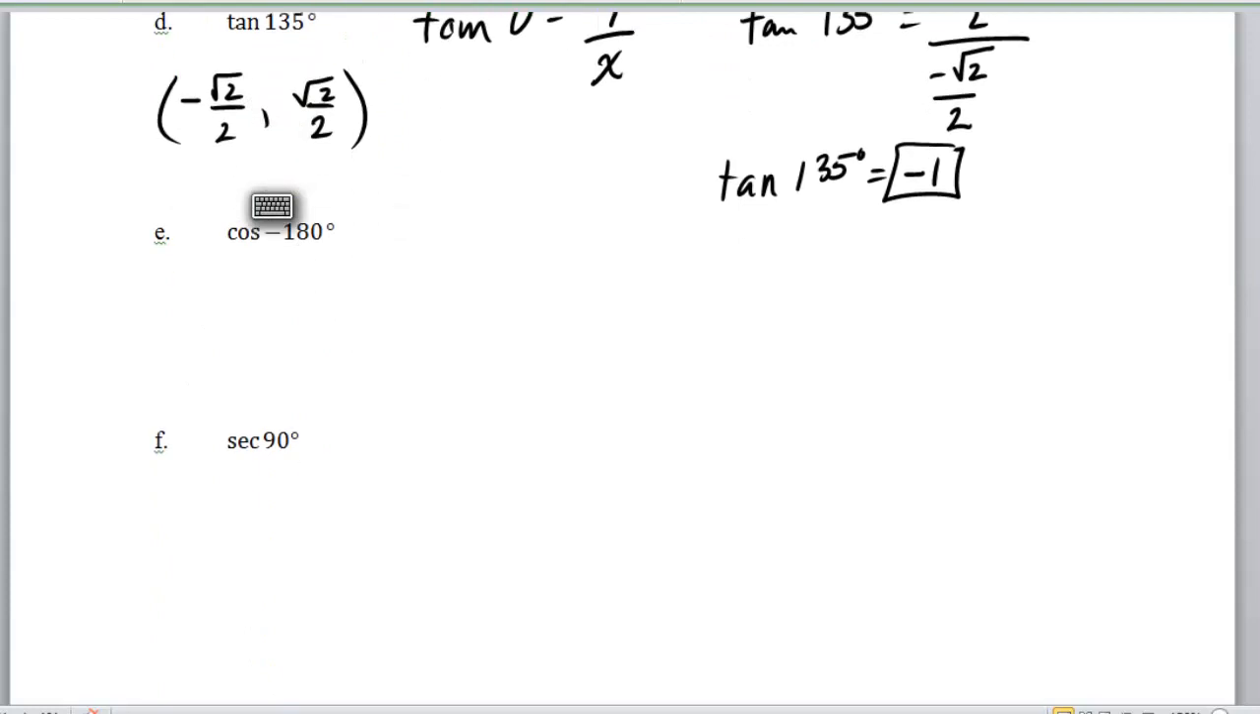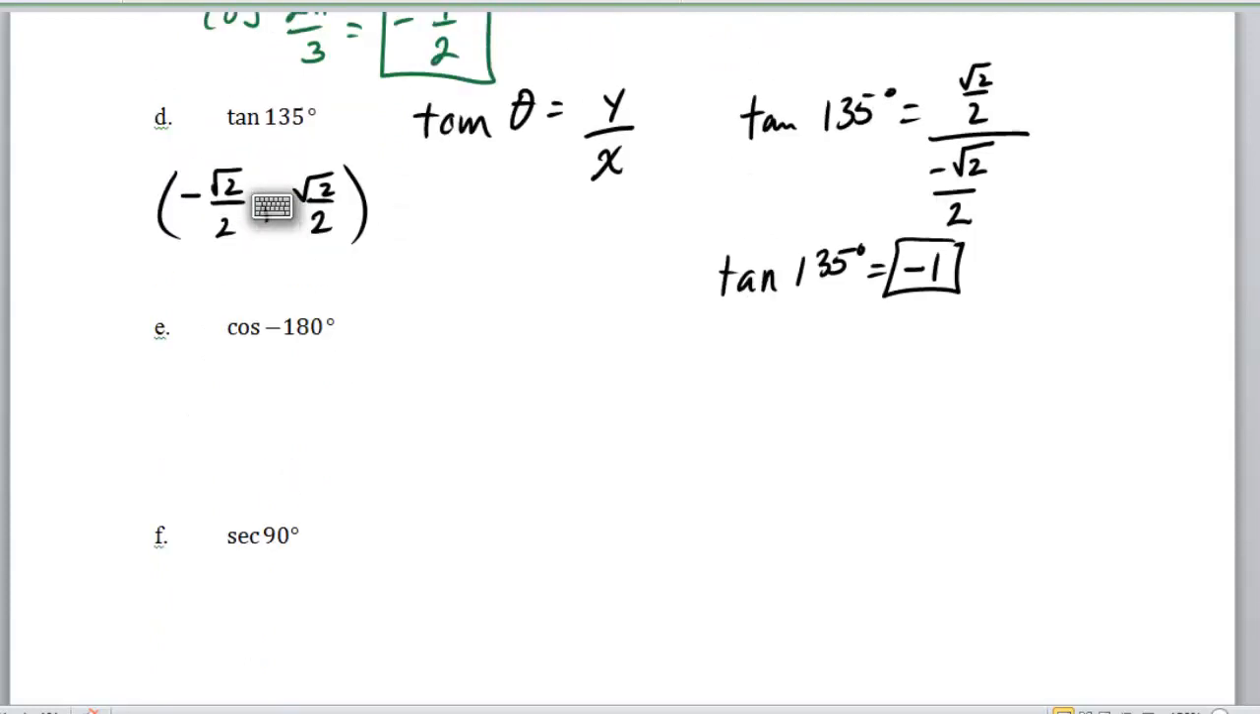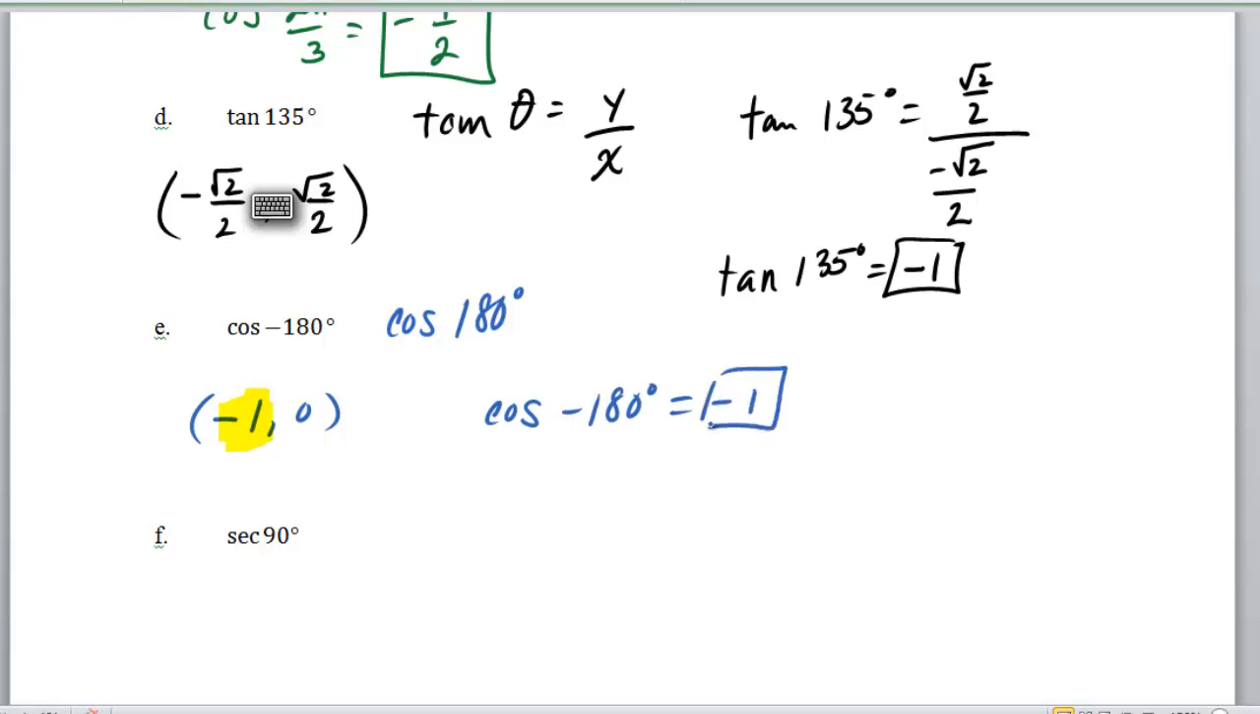Okay, so hopefully now you've got the pattern and you can see how to work with these things. Part E, we have cosine of negative 180. So the coterminal angle for negative 180 is going to be 180 degrees. So we can just as easily look at the cosine of 180 degrees, and that point is negative 1, 0. And of course the cosine was represented by the x value, and so we can say that the cosine of negative 180 degrees is also equal to negative 1.